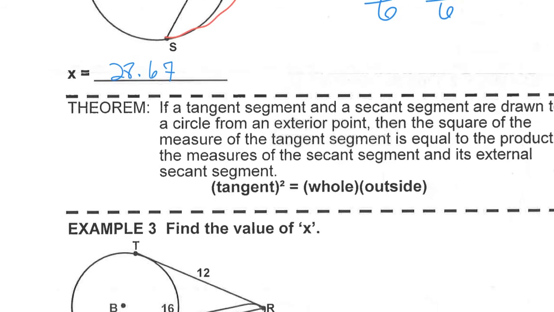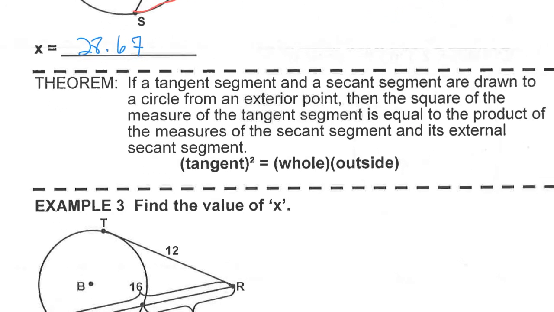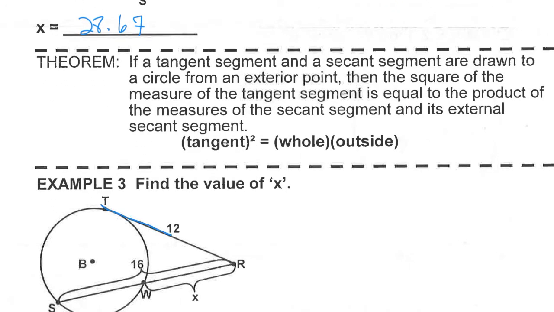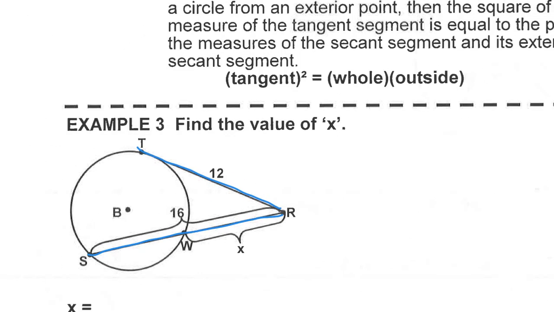And the last theorem. If a tangent segment, which I have here in TR, and a secant segment, which I have here in SR, are drawn to, let me start over. If a tangent segment and a secant segment are drawn to a circle from an exterior point, which is R, then the square of the tangent segment is equal to the product of the measures of the secant segment and its external secant segment. It's a mouthful.